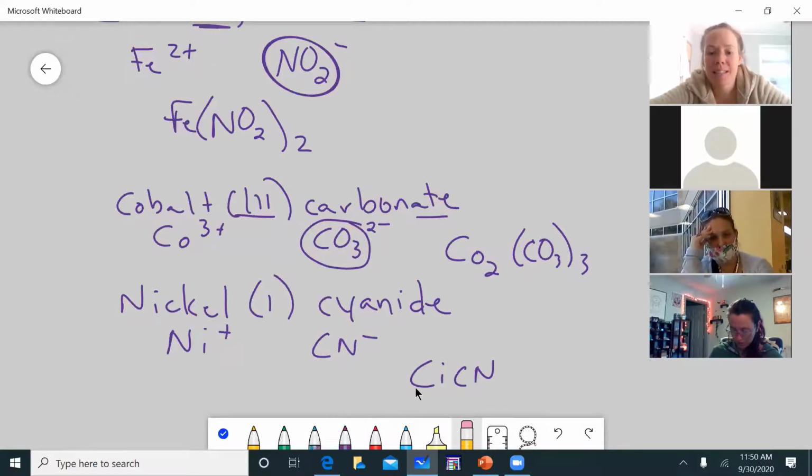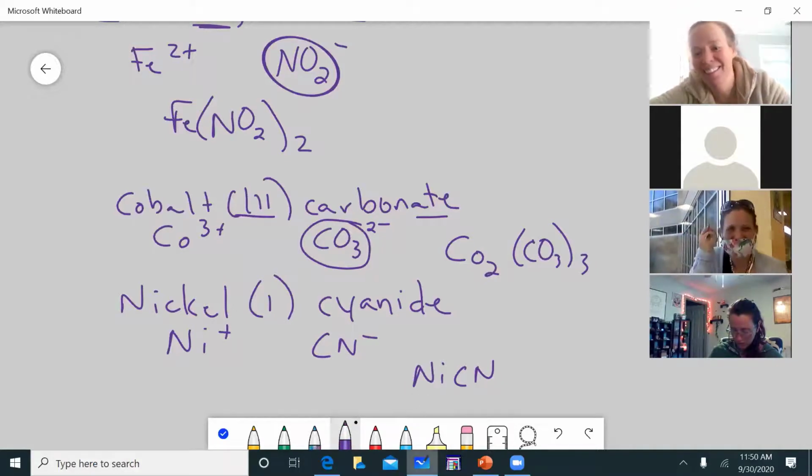That's why it looks weird, because it's a C. Let's go with N. Why does that not look right to me? There we go. That also looks weird, but it is what it is. Okay. Questions on that?